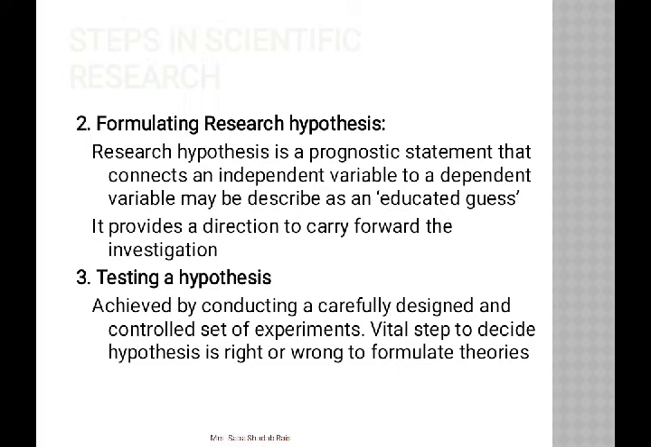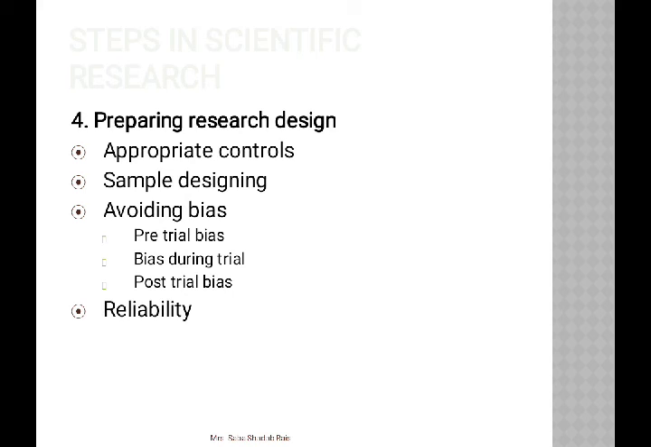So here we design the control set of experiments, and this is one of the vital steps to decide whether the hypothesis is right or wrong, and thereafter only we formulate the theory. And I had already explained that after designing the hypothesis, we test whether the hypothesis is accepted or rejected. If it is accepted, we publish it. If it is rejected, we reconduct the research. So this is a very crucial step.